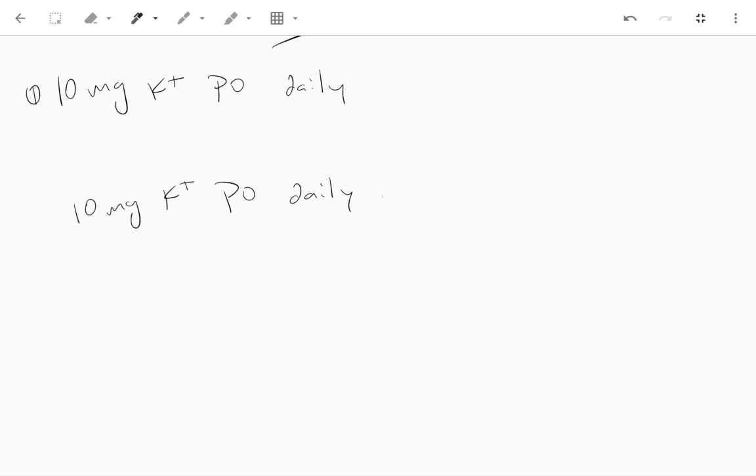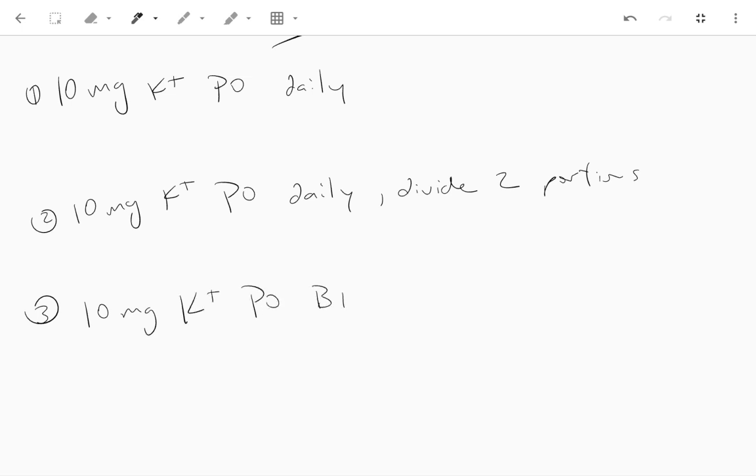And read a problem that says 10 milligrams of potassium given PO to a patient daily. We'll have an option reading the same 10 milligrams of potassium given PO to a patient daily, but we're going to divide it into equal portions. And then we're going to have our third case of 10 milligrams of potassium given PO twice a day.